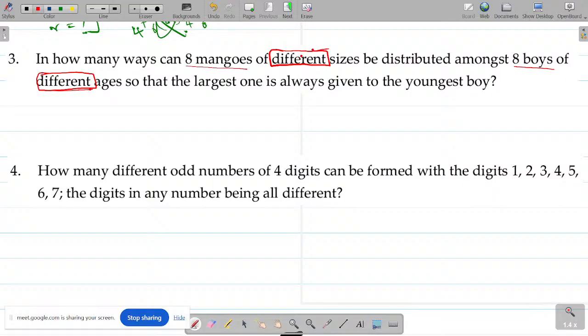He or she is not going to eat it. He's obviously going to waste it. But what will we do? We'll give the biggest one to the youngest kid. So this is what is happening in the mangoes also. But the condition is given. I want to bracket this one because this is a restricted case.